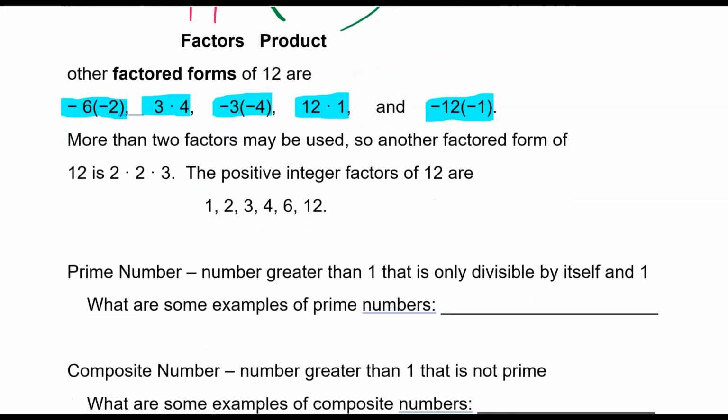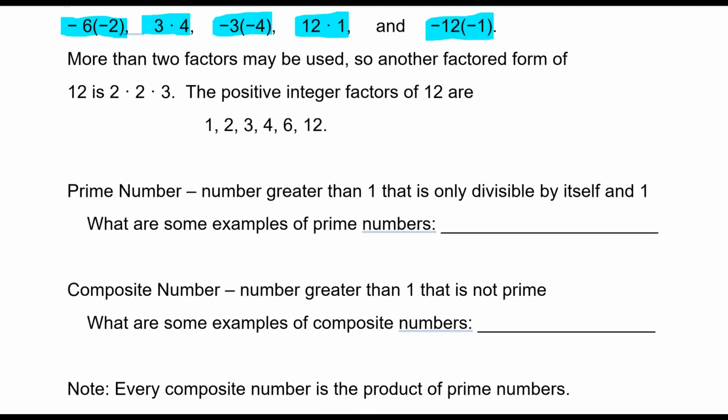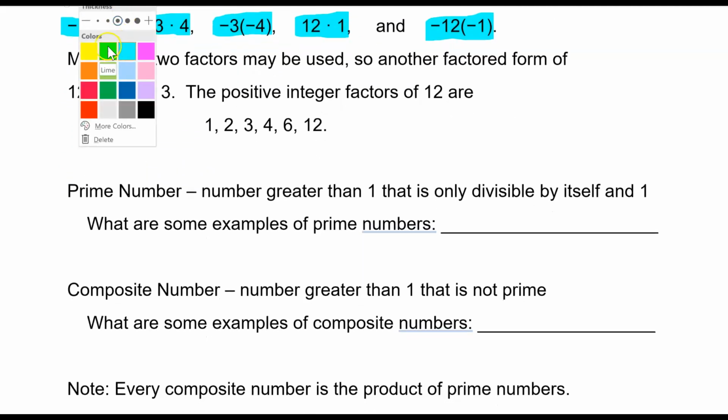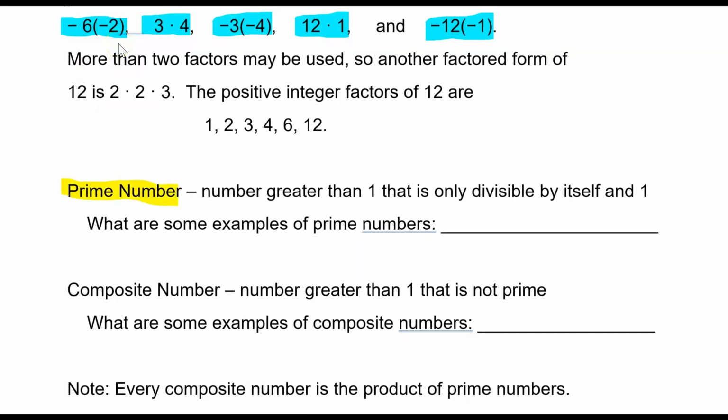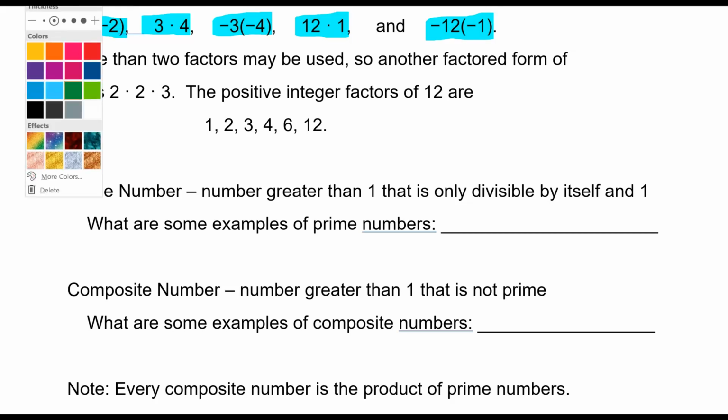Let's talk about what a prime number is. Most people don't know that a prime number is a number greater than 1, not 1 itself. It's a number greater than 1 that is only divisible by itself and 1. What are some examples of prime numbers? If 1 is not a prime number, then tell me in order, what are the prime numbers? Can you write down what you think the prime numbers are?